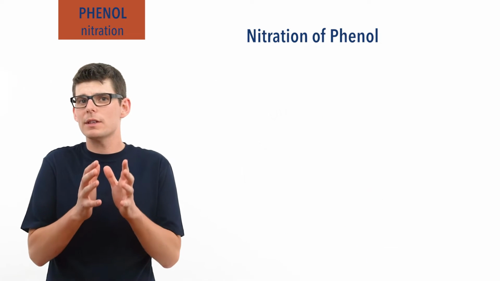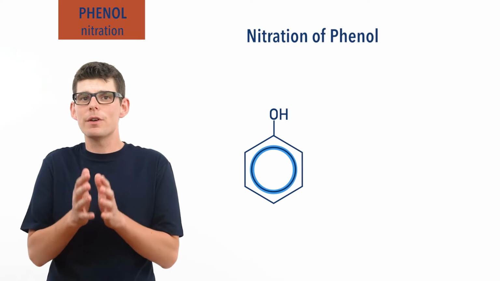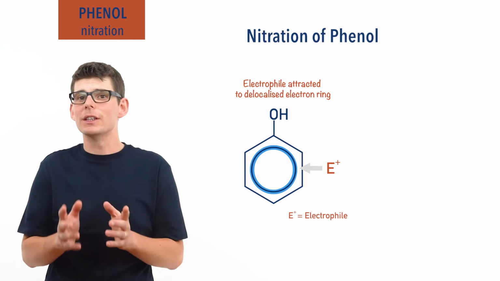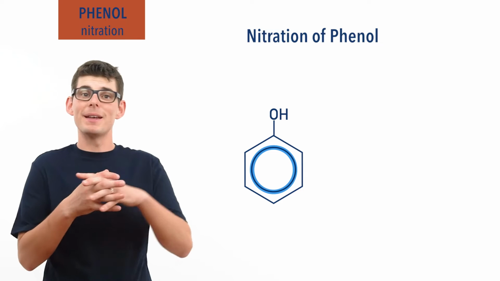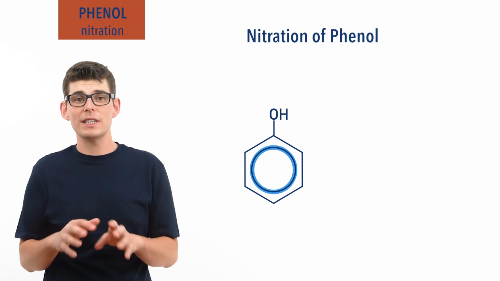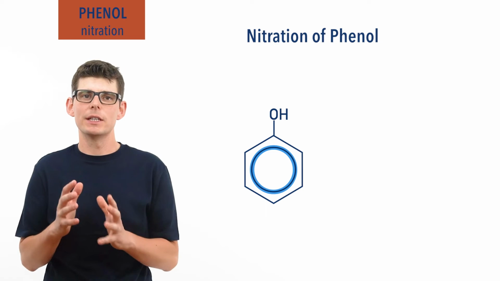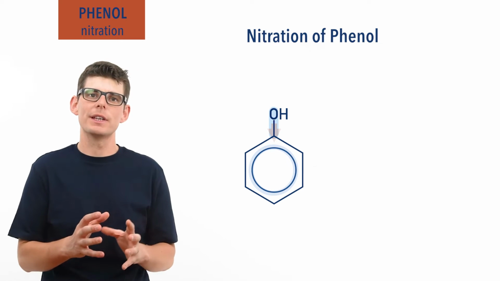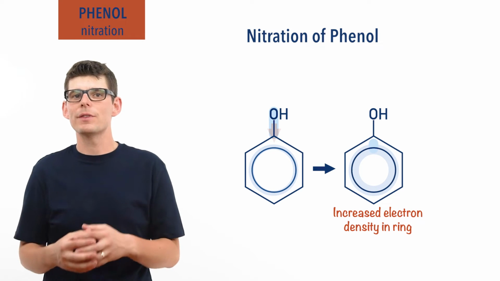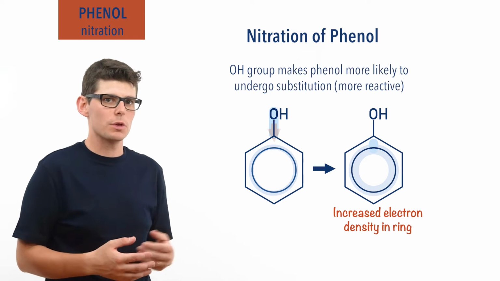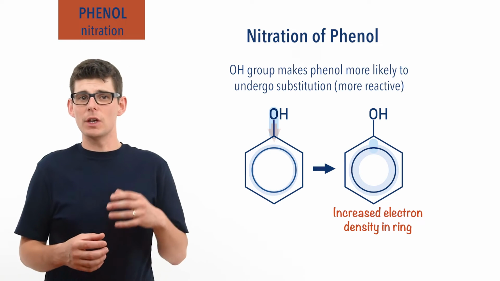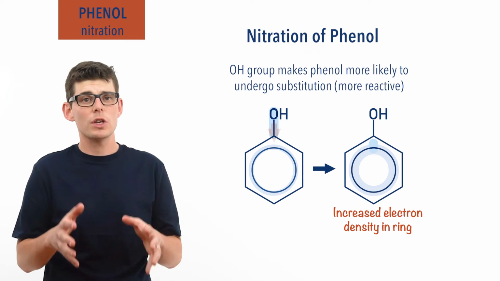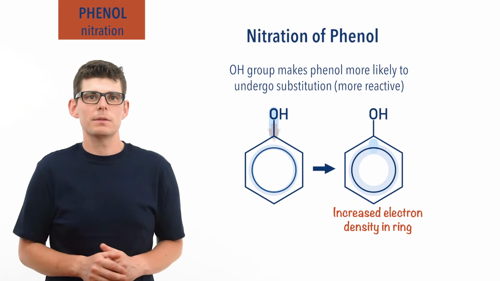The ring of delocalized electrons in the benzene ring means phenol is vulnerable to electrophilic attack and will react with electrophiles. The reason phenol is able to react directly with nitric acid and benzene is unable to is because of the hydroxy, or the OH group, bonded to the benzene ring in its structure. The activating nature of the OH group effectively adds electron density to the ring and makes it more reactive and likely to undergo electrophilic substitution. This activating nature of the OH group in phenol has been covered in more detail in a different video called Phenol Structure and Properties. Check out the link in the description below if you're unsure about it.